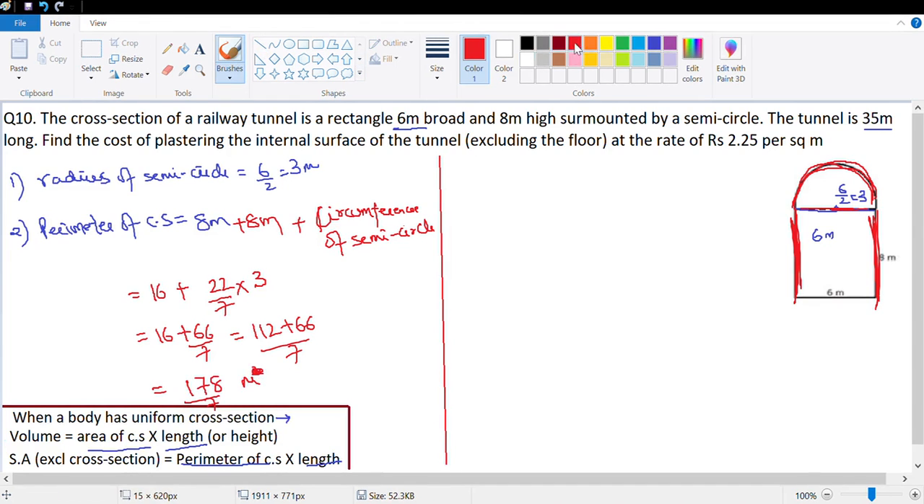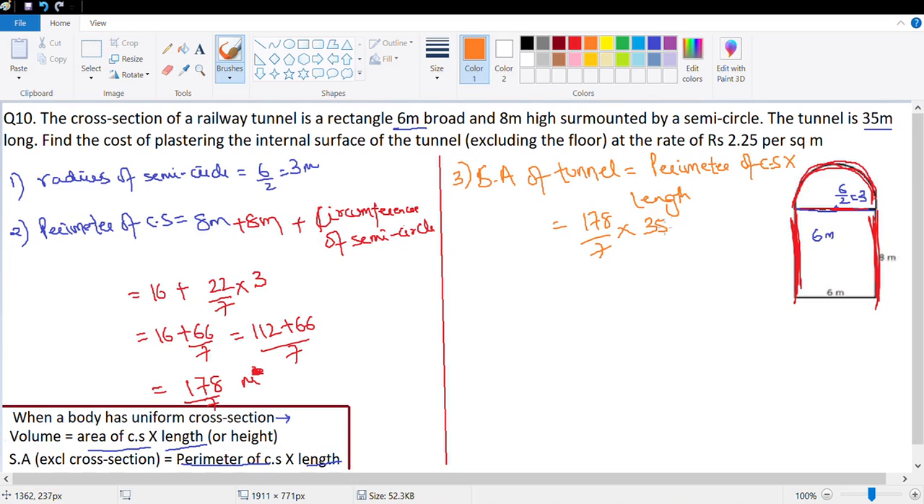Next part says surface area of tunnel would be equal to perimeter of cross section multiplied with length. So this would be 178 upon 7 into length, which is 35 meter square. 7 into 1, 7 into 5, that's 178 into 5, 500, 350, 850 and 40. So that's 890 meter square.